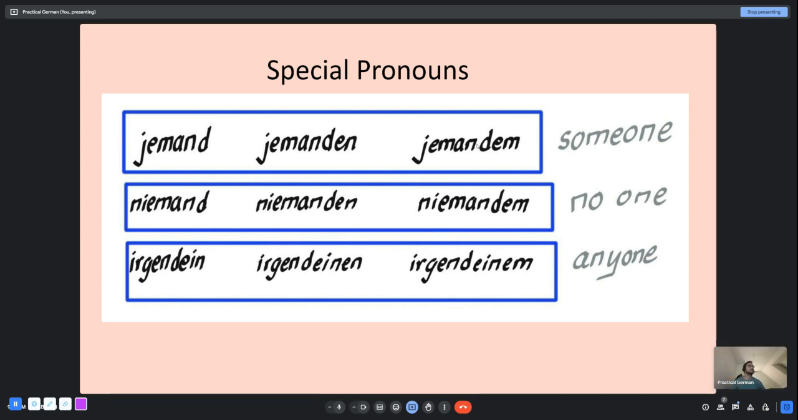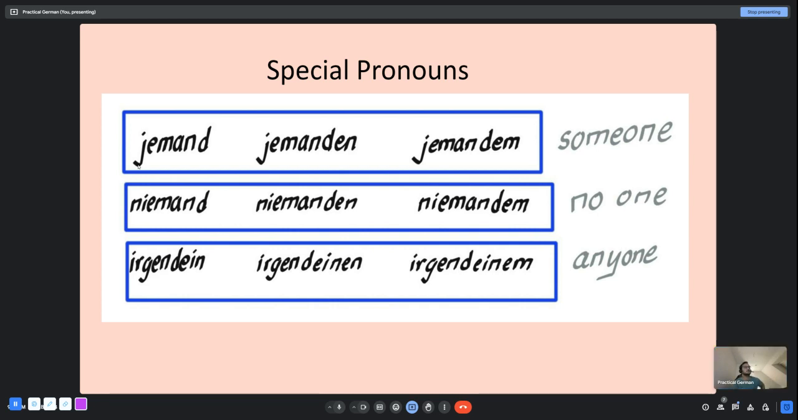Jemand, jemanden, jemandem. Niemand, niemanden, niemandem. Irgendein... So before you continue, let me correct you. For some reason you are emphasizing the "je". It's not that long. It's very short, "jemand". So please read all of them one more time from the beginning.